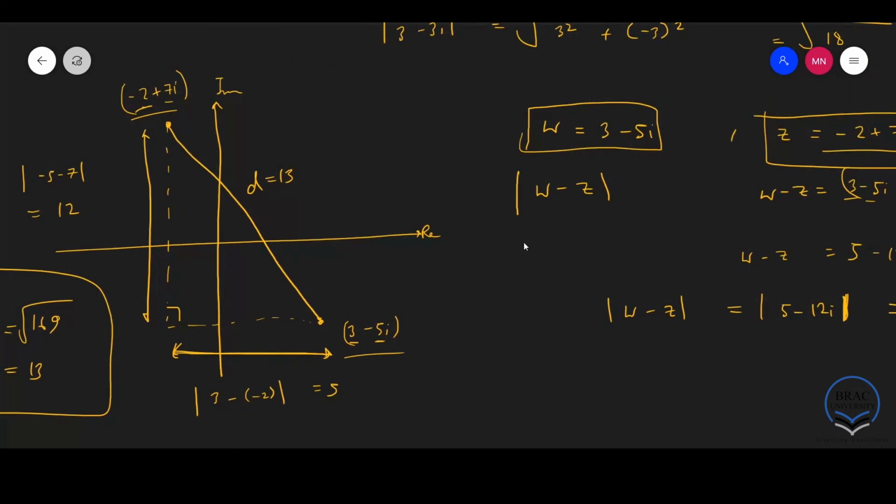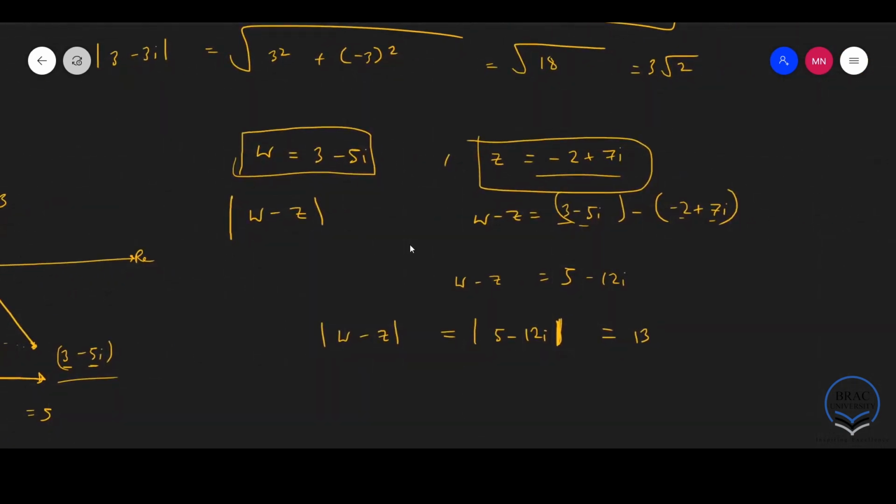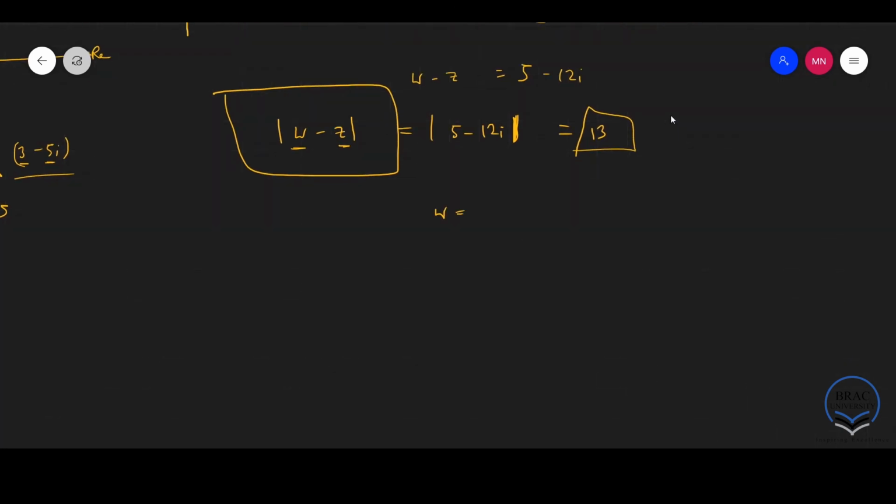But as we can see, this is exactly equal to the magnitude of w minus z, right? So the magnitude of w minus z is equal to the distance between these 2 complex numbers, right? So let's say, suppose in general we have w is equal to a plus bi and z is equal to c plus di. So the distance between these 2 points in the complex plane is exactly the same as finding the distance between (a, b) and (c, d) in the Cartesian plane, right?